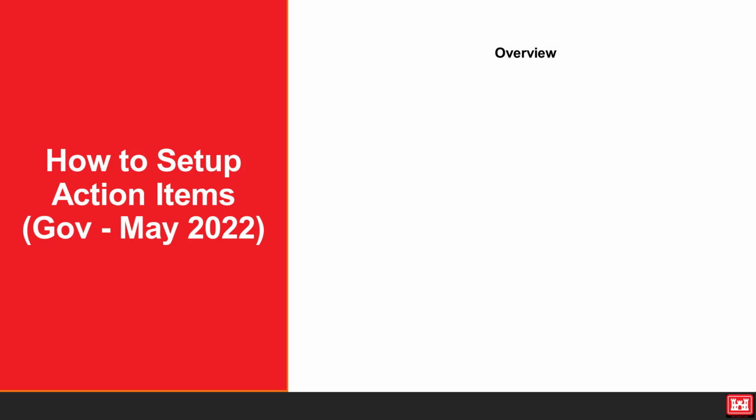Today we'll discuss how to set up action items in government mode. Now let's get started. Action items are those actions that the government has identified critical to the contract performance. The action level, high, medium, low, is also identified by the government. The numbers in the boxes show the number of items that have not been completed.